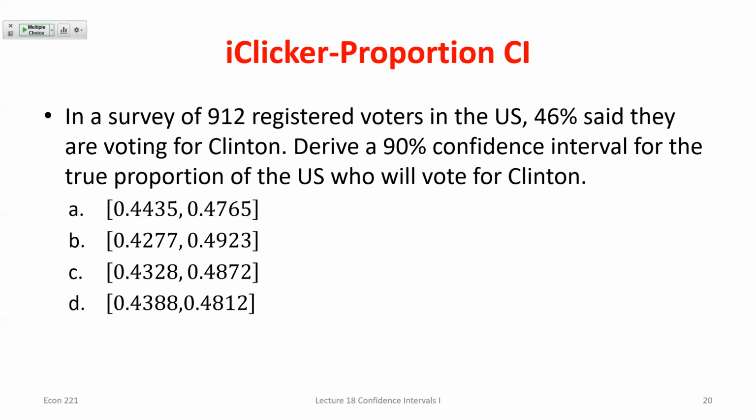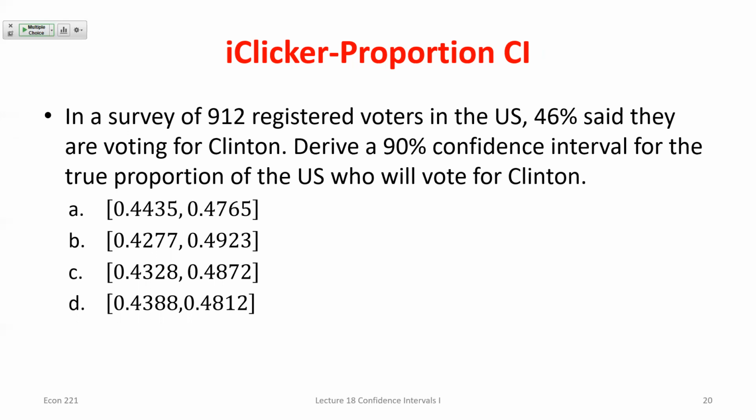So I think I used this, some poll for the 2016 election. Let's say there was a poll of 912 registered voters in the US, and 46% said they're voting for Clinton. So that 46% is your sample proportion. You have to convert that into a decimal, because when we're doing these proportions, we need to use decimal form. So instead of 46%, my sample proportion would be 0.46. Right? I have to deal with that in decimal form.